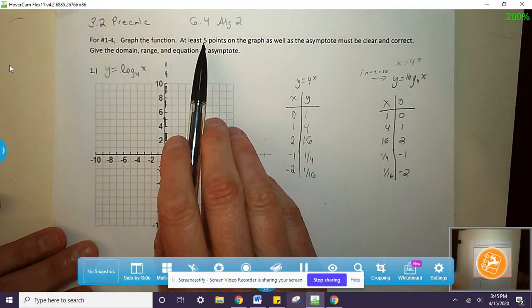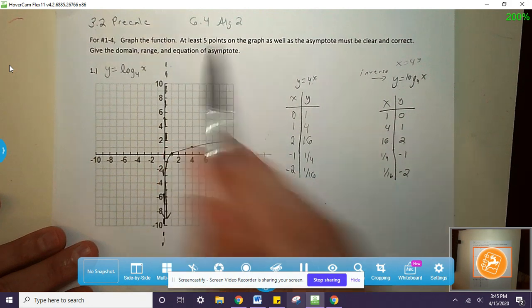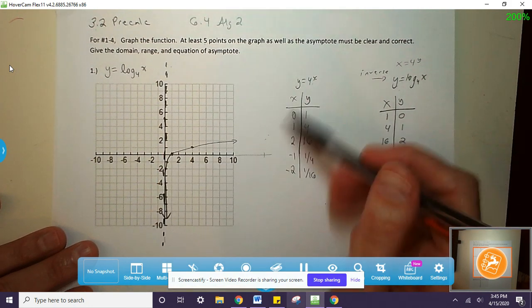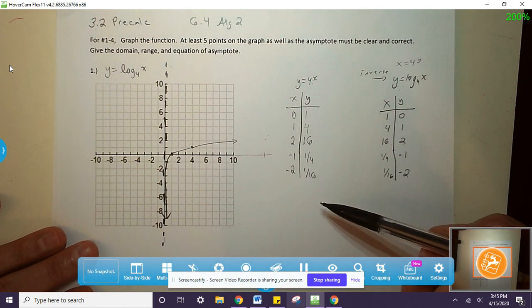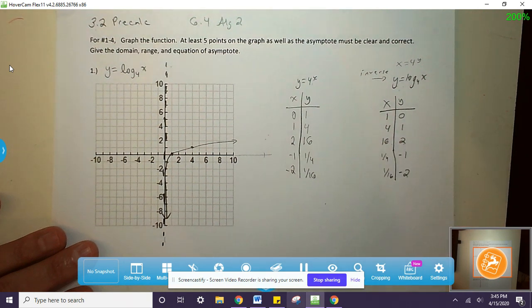Now the directions here said at least 5 points, and I did not realize when I made up the problem that we can only fit 4 of the ordered pairs we found. No big deal. That won't happen to you in the classwork that you're going to do on your own today after the Edpuzzle. So we'll just continue on our way.